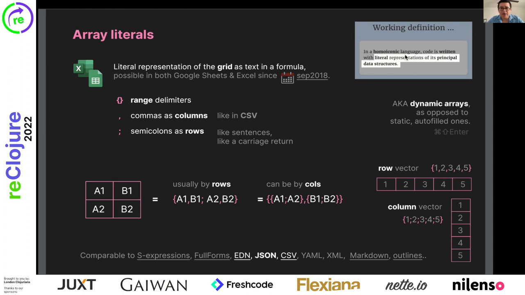And this matters because, it turns out, I haven't even read to you Alessandra Sierra's definition of a homoiconic language: code is written with literal representations of its principal data structures. It's just a way to say that it's a very native way to work with code. So this is going to come in handy.